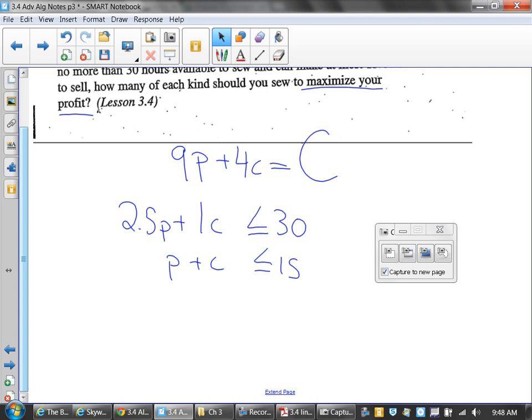Now, can I make negative dresses? No. What quadrant will this be? First quadrant.